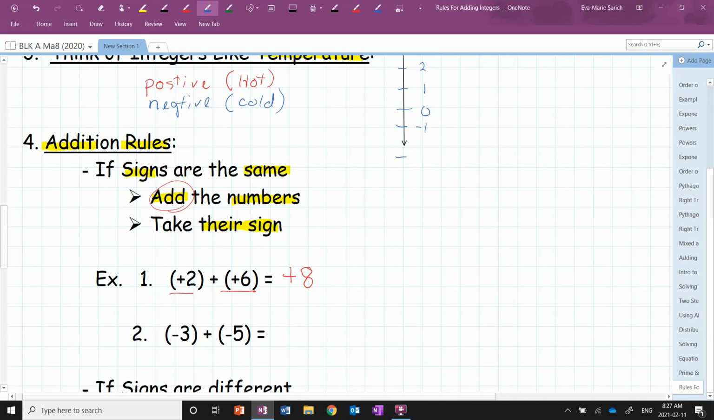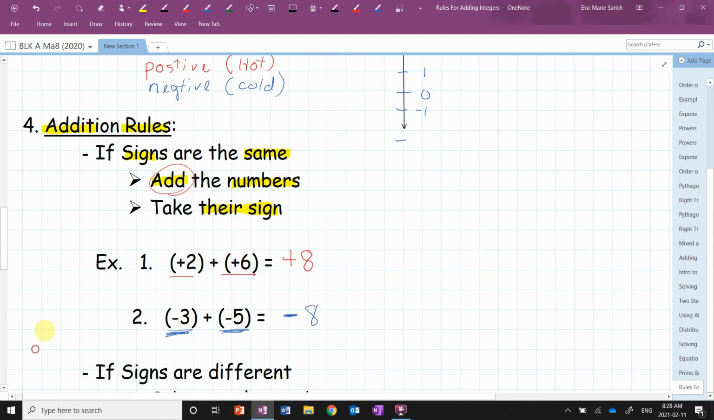Let's look at the second example. If we have cold 3 and we're going to add more cold to it, our answer is going to get even colder. So those signs are the same. We take their sign, so it's going to give us a colder temperature, right? Or a cold answer. And what do we do? Cold added to more cold gets colder, so 3 plus 5 gives us 8, and there's our answer, -8 for that one. Okay, so that's if the signs are the same, hot to hot or cold being added to cold.